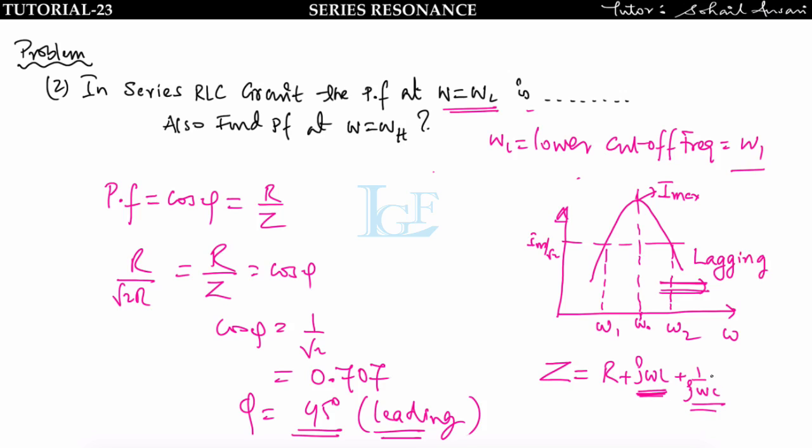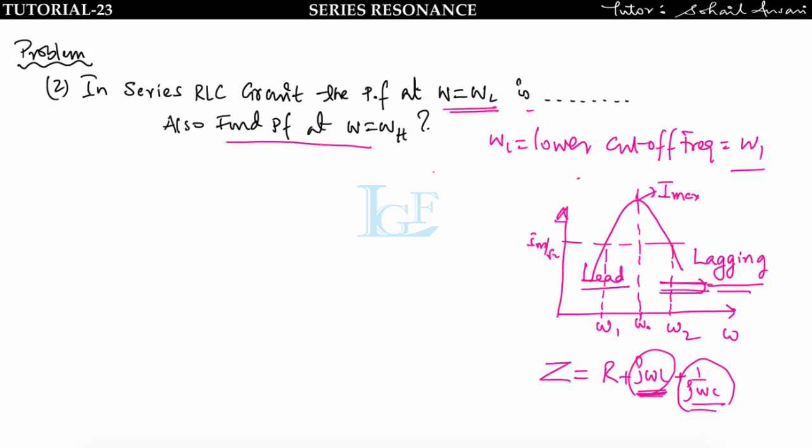And at lower frequency the capacitive reactance is greater than the inductive reactance, so the capacitive behavior will be more. So at lower frequency, less than resonance frequency, the capacitive behavior will be more, so this will be leading. So at omega is equal to omega 1, the power factor will be leading, and at omega is equal to omega 2, the higher cutoff frequency, the power factor will be lagging in nature. Also we have to find the power factor at omega is equal to omega h, the higher cutoff frequency.